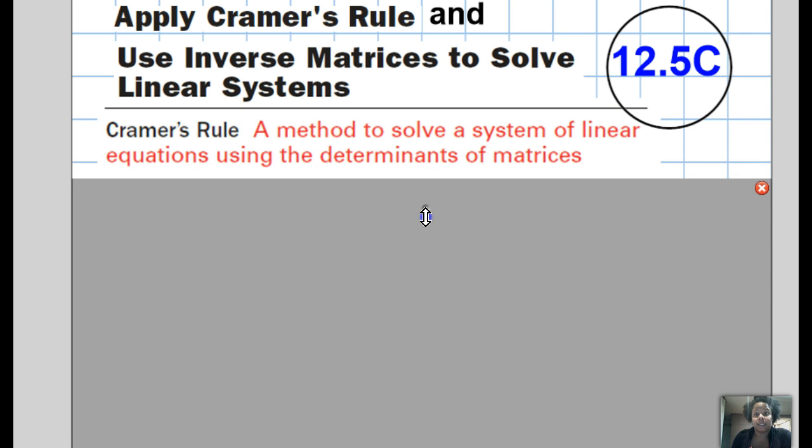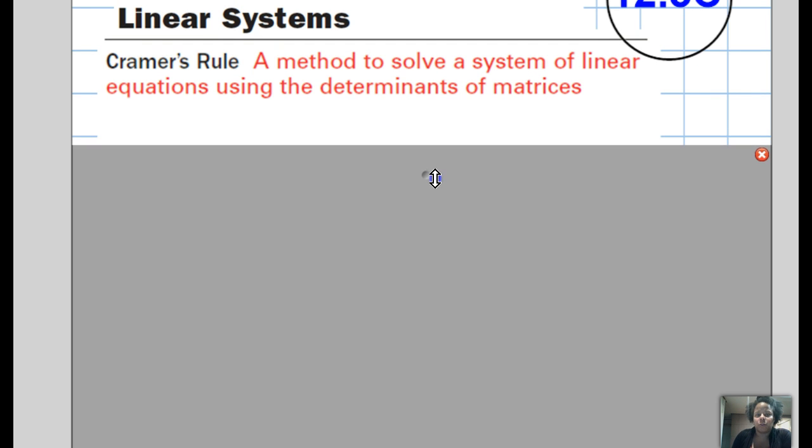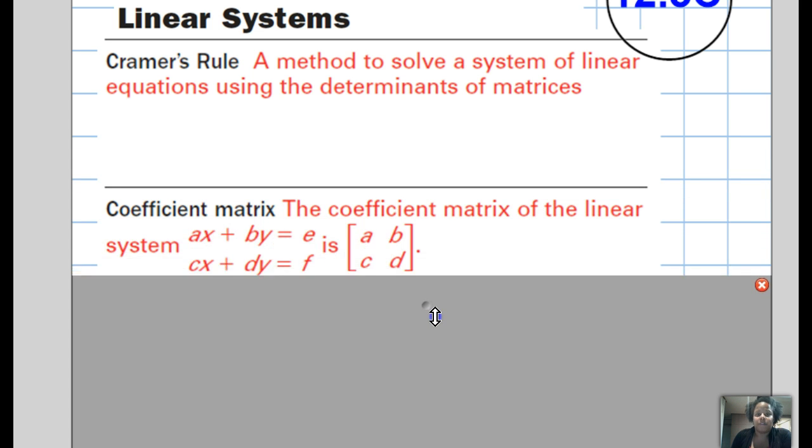Cramer's rule is just a method used to solve a system of linear equations, and the method involves using the determinants of matrices. So we've been working with matrices and calculating the determinants. In order to use Cramer's rule, we're going to look at the situation when we're using a 2 by 2 matrix as the coefficient matrix.